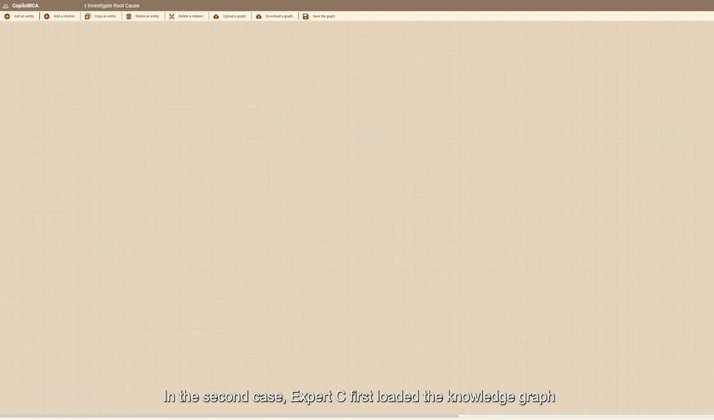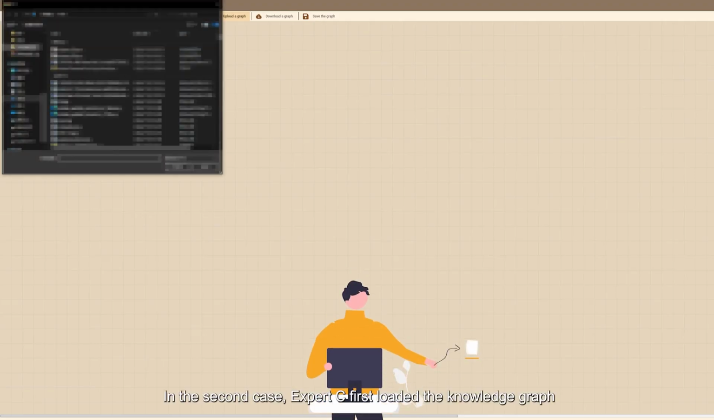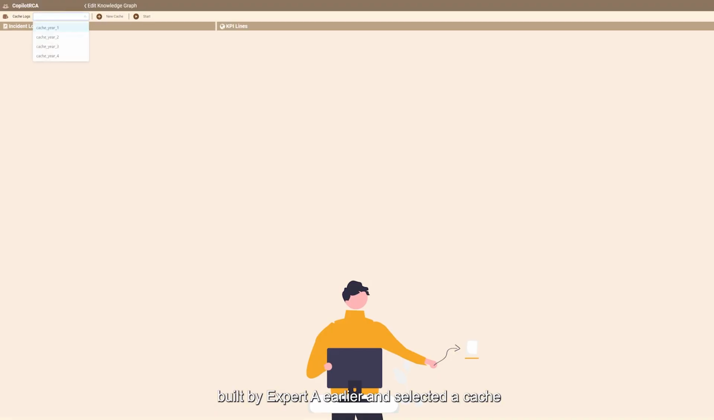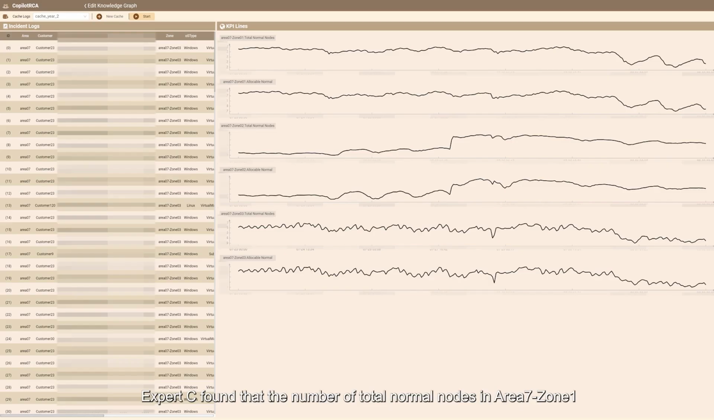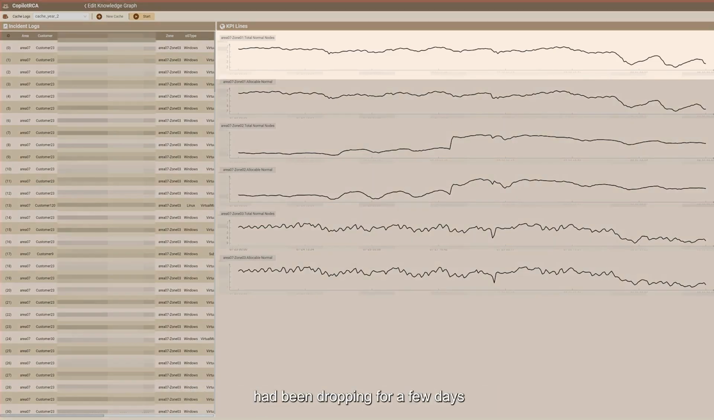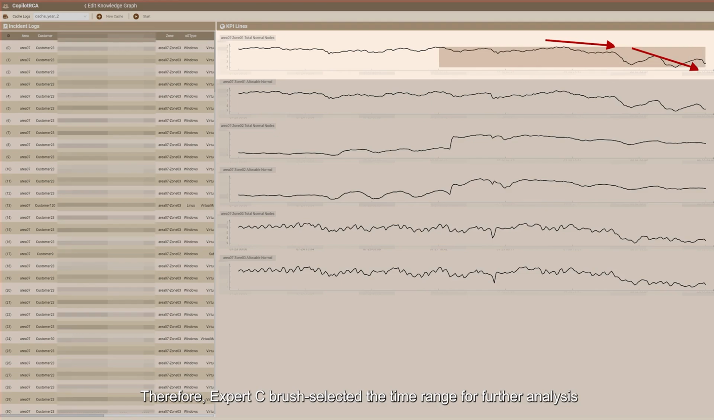In the second case, Expert C first loaded the knowledge graph built by Expert A earlier and selected a cache. Expert C found that the number of total normal nodes in Area 7, Zone 1 had been dropping for a few days, and the trend had become steeper over time. Therefore, Expert C brush selected the time range for further analysis.